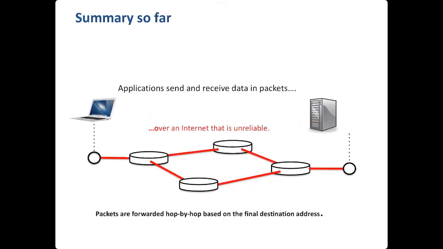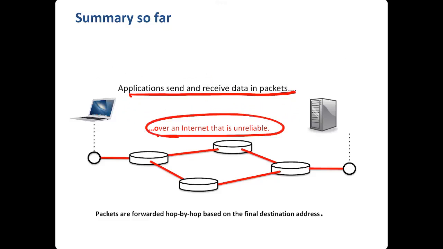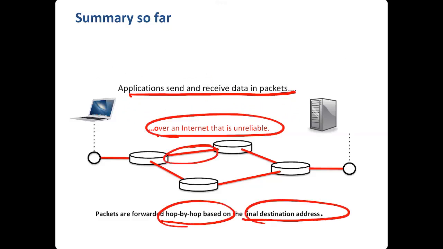So the summary so far is that key applications send and receive data in packets over the internet. That's unreliable, and packets are forwarded hop by hop based on the final destination address. Now each hop could be a different type of link. For example, when your mother's laddu packet is traveling, the person may go on a cycle, then the packet may travel over a truck, then over a bike, then over a flight, or maybe a sea ship or whatever.